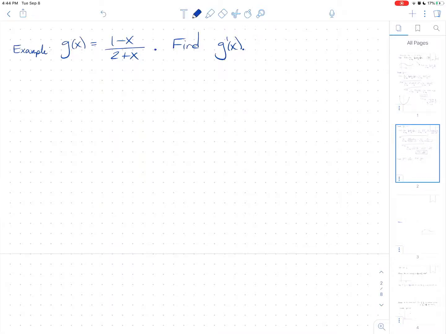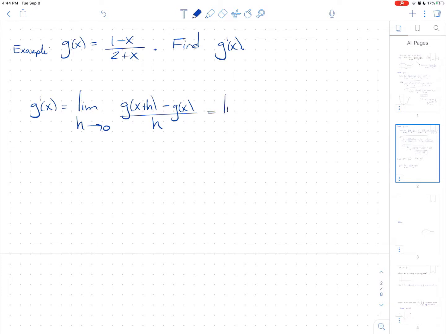All right, next function. Let's do another example. So here's my function g, and I want to compute the derivative g prime. I'm going to start with the definition. So I'm going to begin by saying g prime of x is the limit as h goes to 0 of g of x plus h minus g of x all over h.